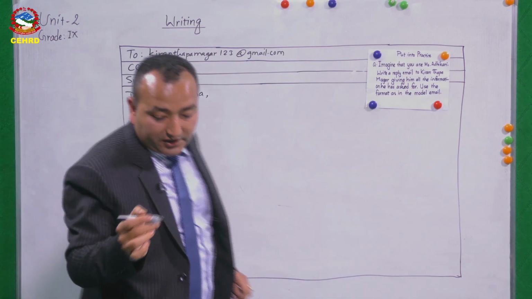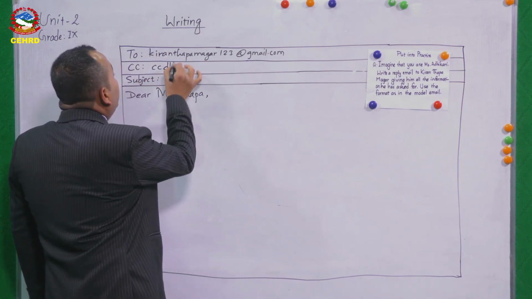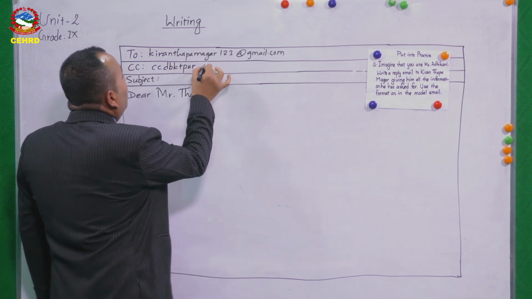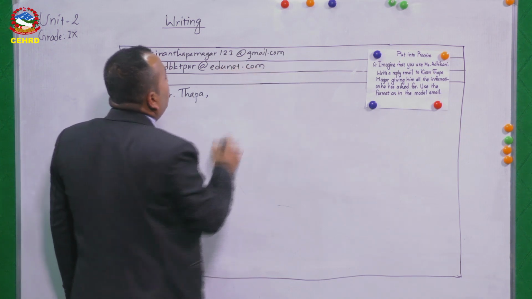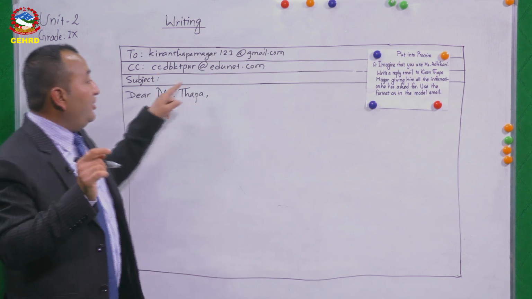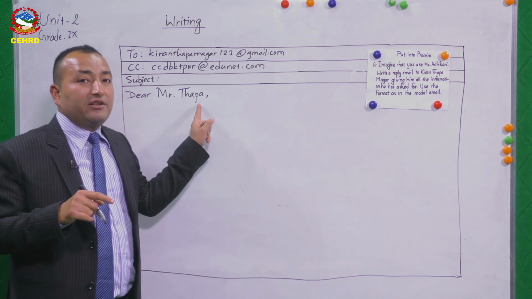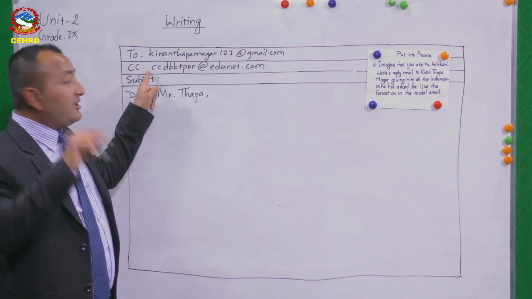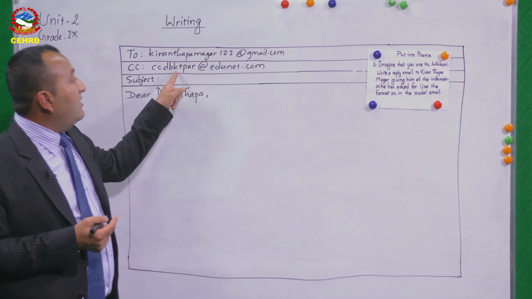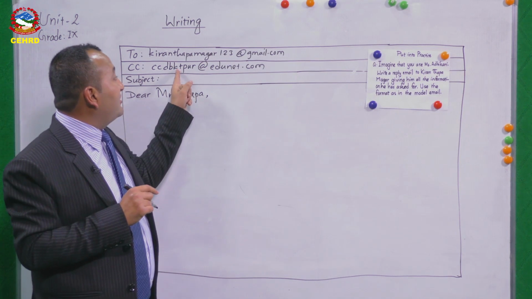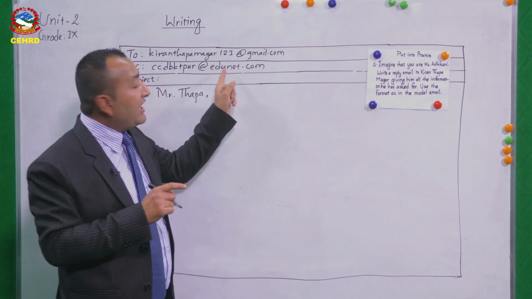edunet. Is it there in your textbook, right? What is there? CCD, yes. ccdbktpur@edunet.com, right? It is already there. It means Miss Adhikari is writing this email to whom? To Mr. Kiran Thapa. And this means Miss Adhikari wants CCD Bhaktapur. CCD means Curriculum Development Center. Means she wants Curriculum Development Center Bhaktapur to receive this information, this email. That's why she has typed this here.